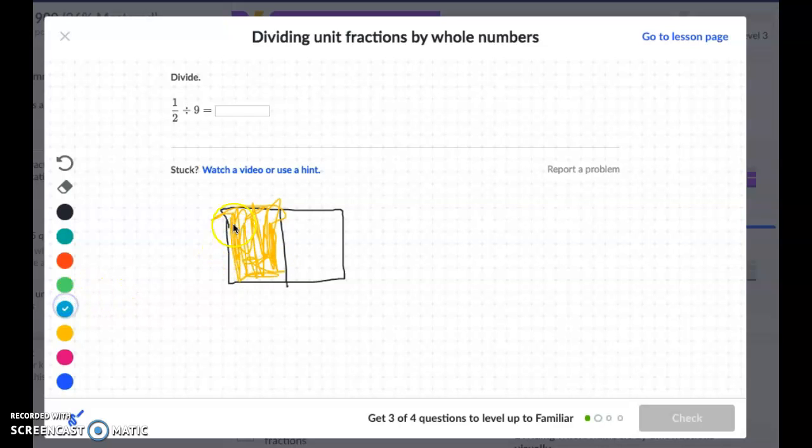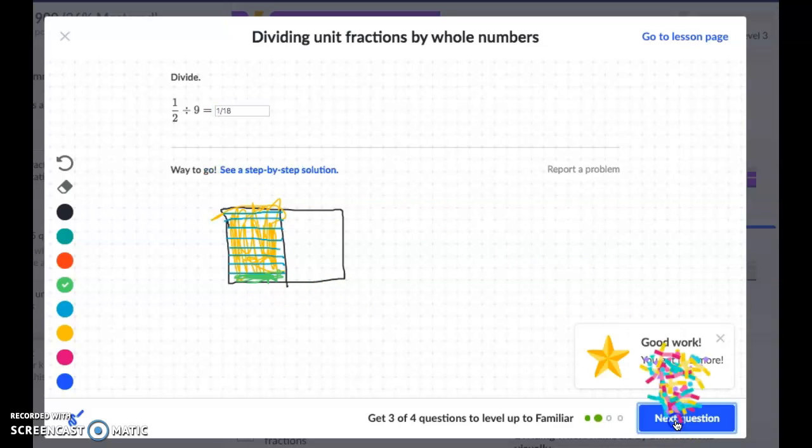So if you're going to split it up into 9ths, you're going to split it into 1, 2, 3, 4, 5, 6, 7, 8, 9. If I just look at what one of my friends is getting, this part down here, they are getting one piece out of a total of 18. So 1/18 would be my answer.